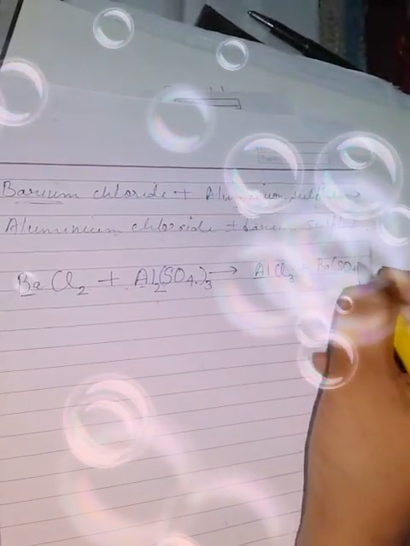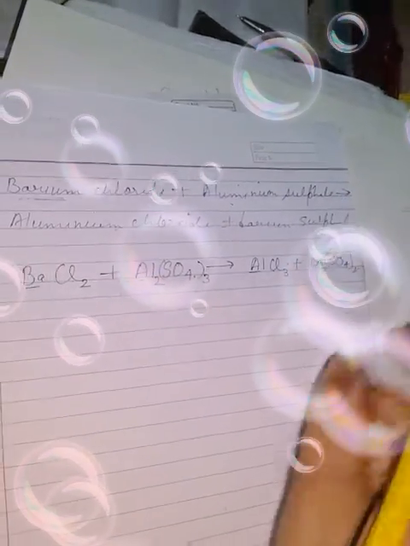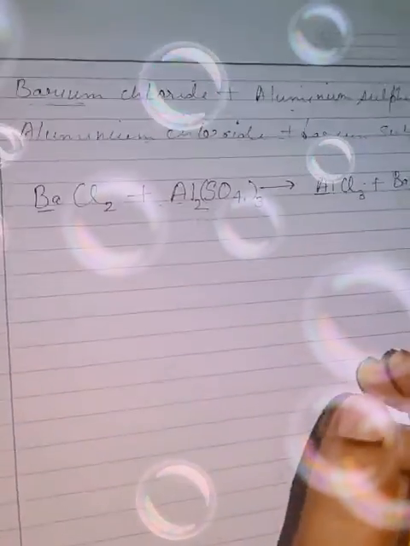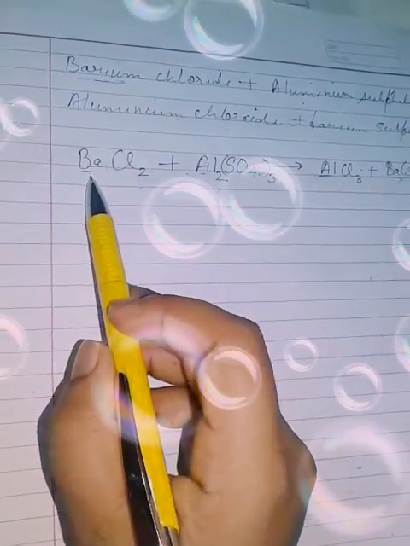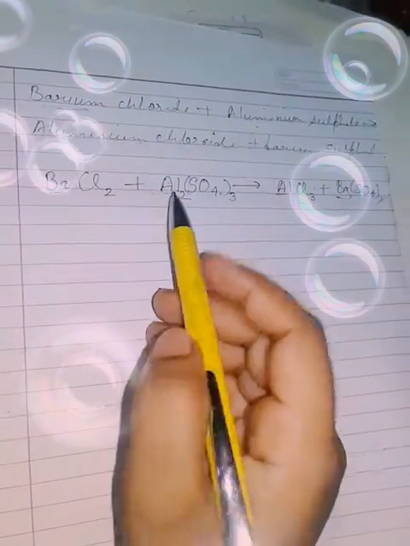BaSO4. Barium valency is 2, sulfate valency is 2, so the 2s cancel out. The formula turns out to be in simple ratio BaSO4. Now we have to balance it. So let us start balancing it. Barium, how many atoms are there? Only 1 atom. So here barium, only 1 atom. So barium is already balanced.